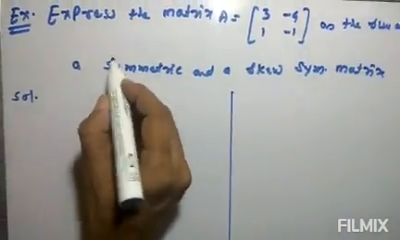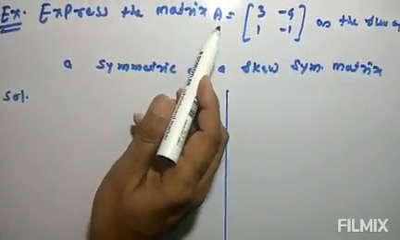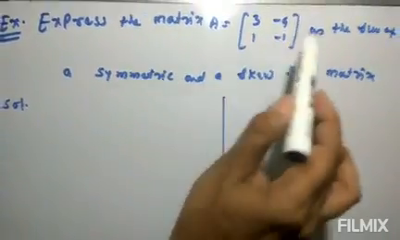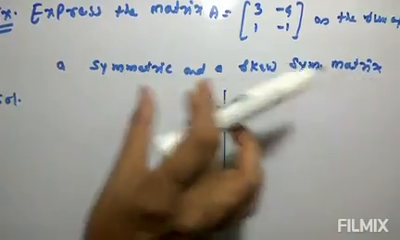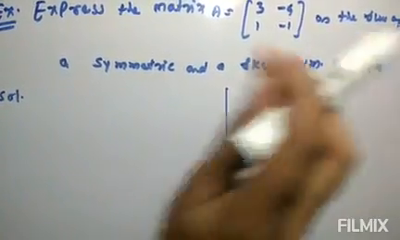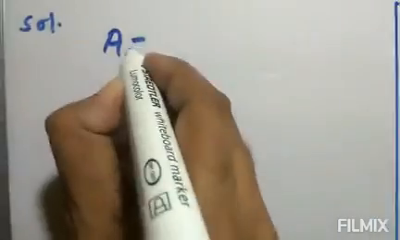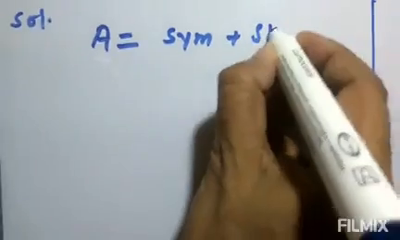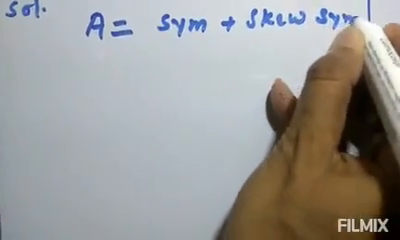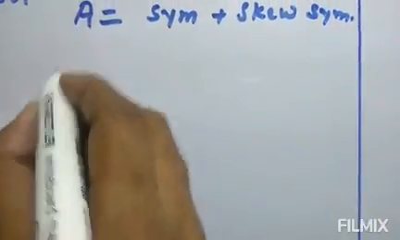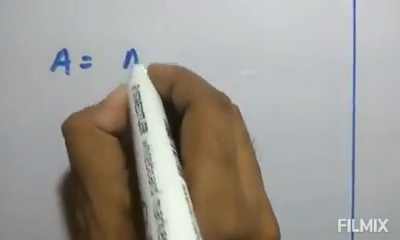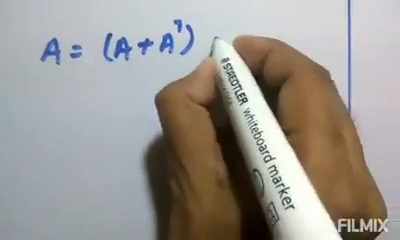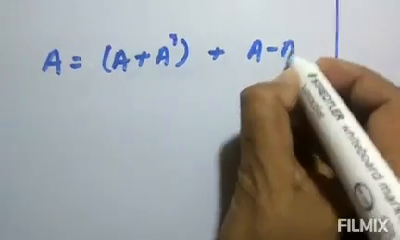Take another example. Express the matrix A as the sum of a symmetric and skew symmetric matrix. It means we have to express this square matrix in two parts, symmetric and skew symmetric. Suppose here A equals symmetric plus skew symmetric. So in this case, A can also be written as A plus A dash, meaning transpose, plus A minus A dash.